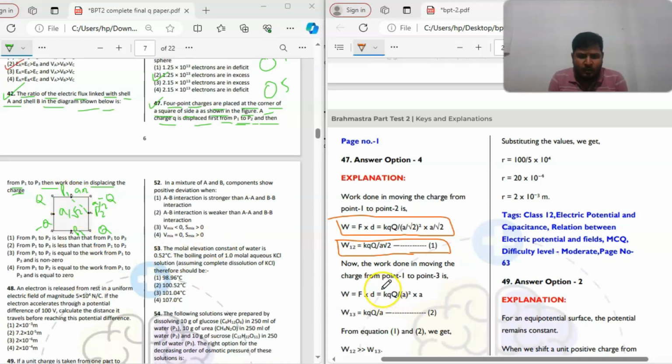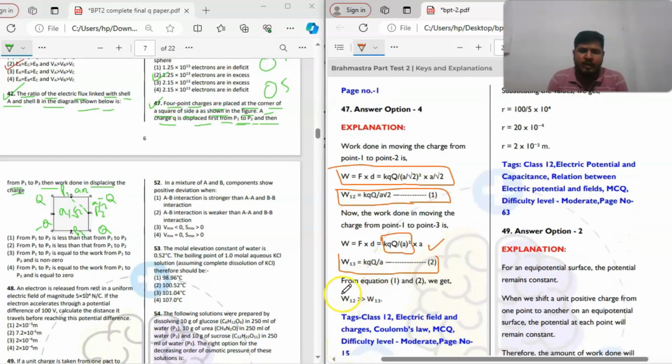Okay. And what is the force? Force will be KQ by A square. For this one, what is the force? The force will be the KQ square. And displacement is how much? Displacement will be A. So after solving this, how much do we get? KQ by A.